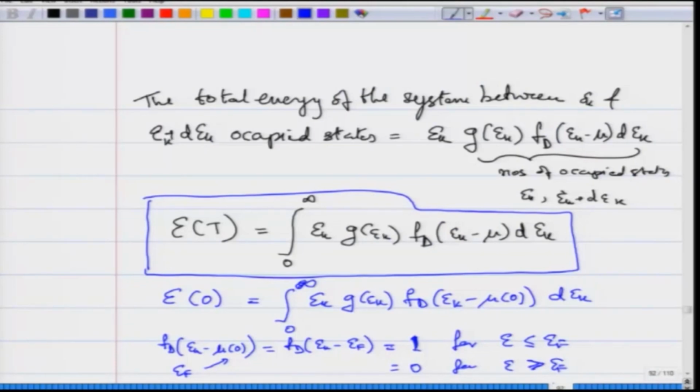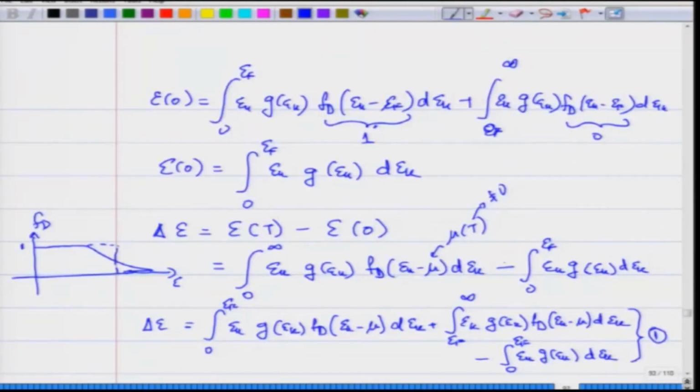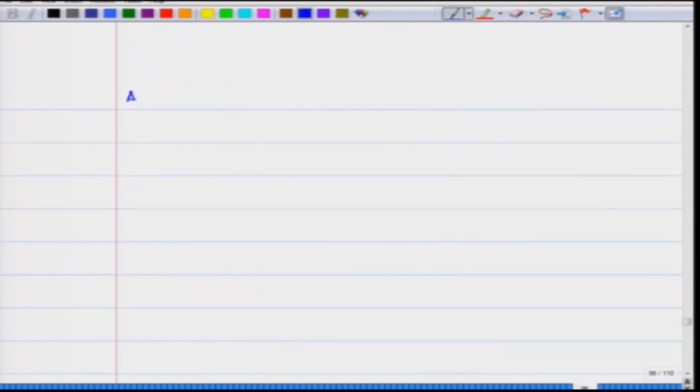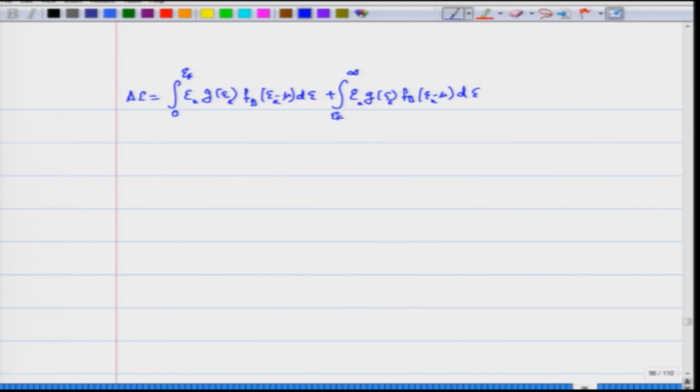Now, let us go back and copy this equation. Let us rewrite this expression once again. So, the change in energy delta E, let me rewrite as integral 0 to EF of E G(E) F dE minus mu dE, plus integral EF to infinity of E G(E) F dE minus mu dE. These are all momentum states with momentum state k, where k identifies the state, minus integral 0 to EF of Ek G(Ek) dE.